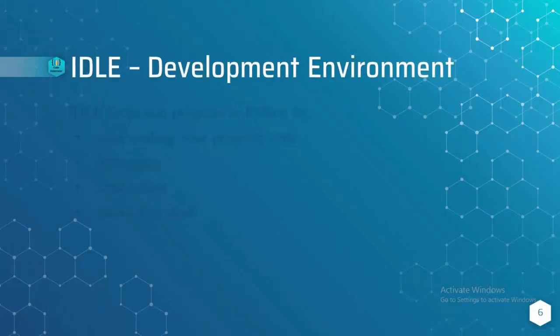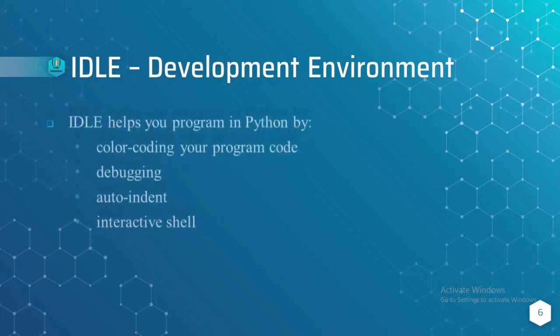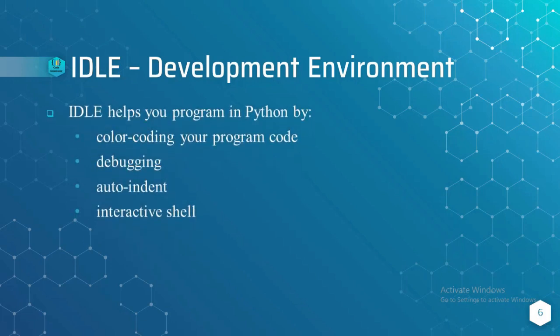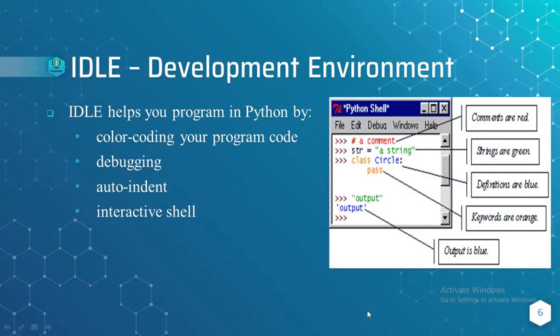Here comes the idle development environment. Here we will be seeing how the idle environment works. Idle helps you program in Python by color coding your program code, debugging, auto-indent and an interactive shell. As I told you, idle helps you program in Python by color coding your program code. This is how it looks.